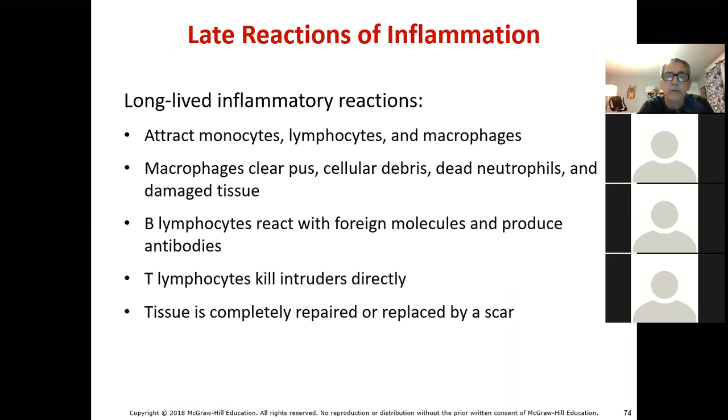The late reactions of inflammation, you have some long-lived inflammatory reactions to attract monocytes, lymphocytes, macrophages. The macrophages arrive later to the site of infection. They clear the pus, cellular debris, the dead neutrophils, and damaged tissue. The B cells react with foreign molecules and make antibodies. Specialized T cells kill intruders directly by secreting destructive chemicals. And eventually the tissue is repaired or replaced by a scar.